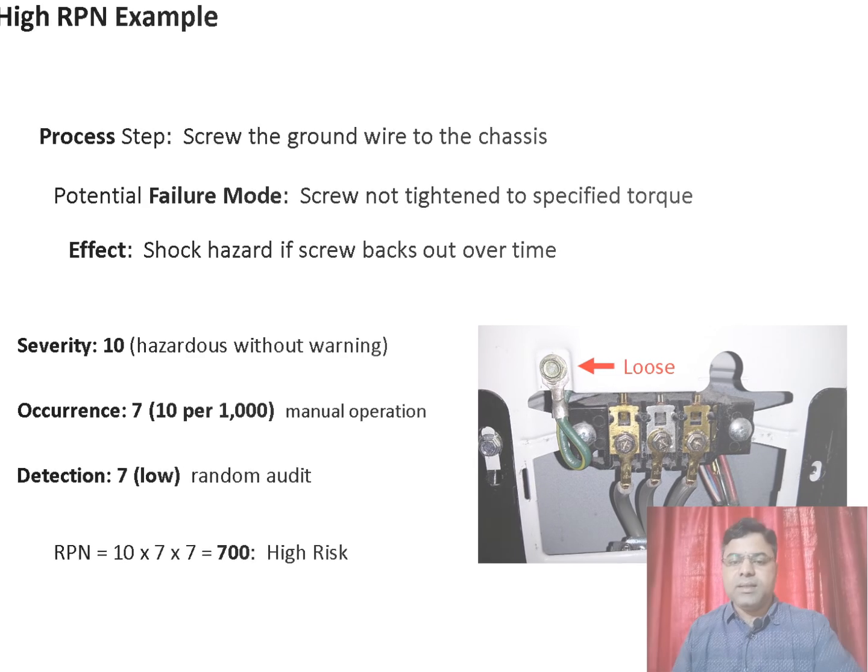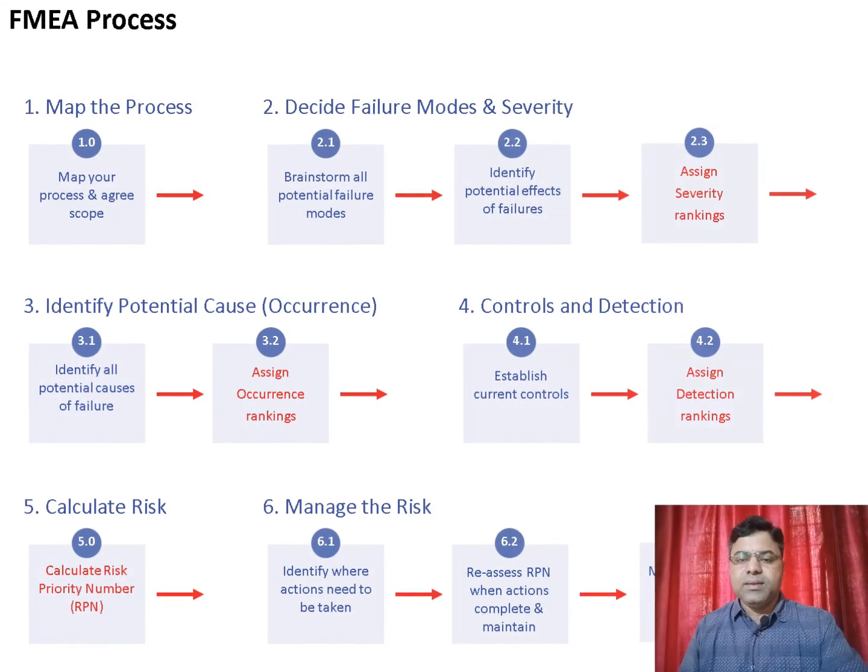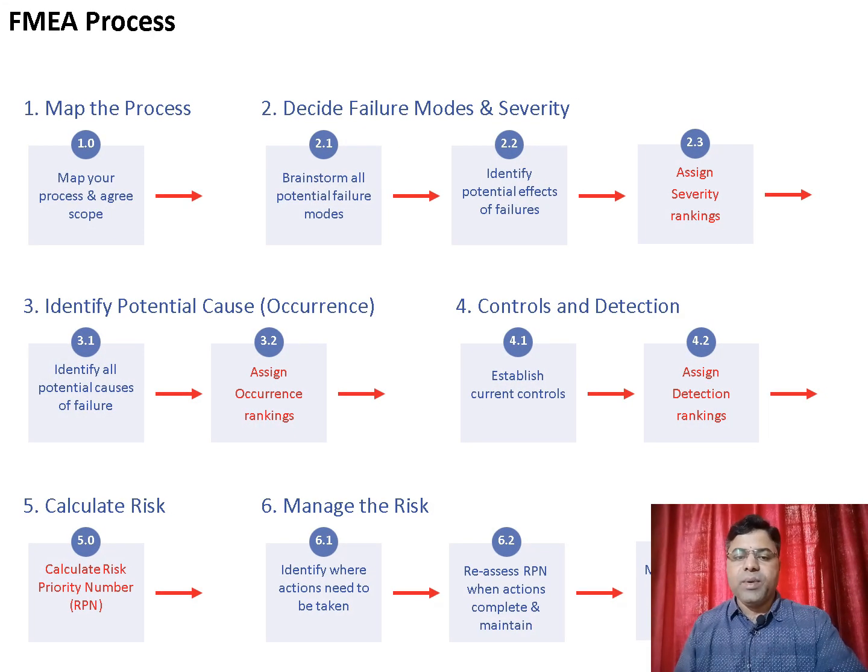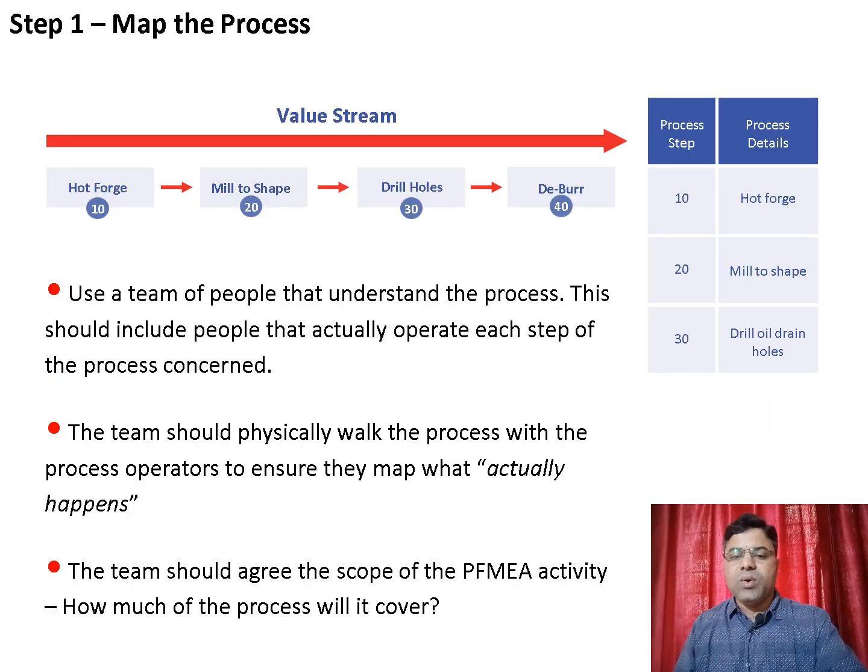Friends, we will go to the FMEA process. There are 6 steps involved in the FMEA process. First step is map the process. Second is decide failure modes and severity. Third is identify potential cause and occurrences. Fourth is controls and detection. Fifth one is calculate the risk, and sixth one is manage the risk. So this is the 6-step process in FMEA. We will go one by one.